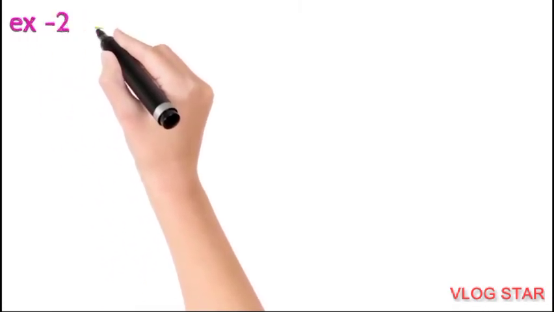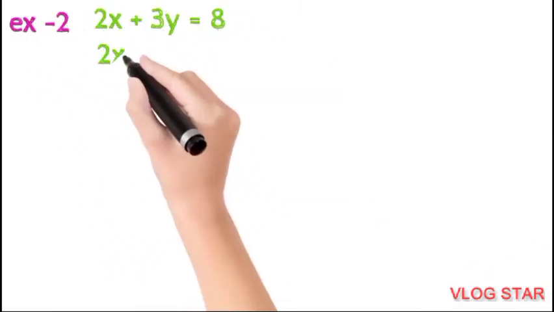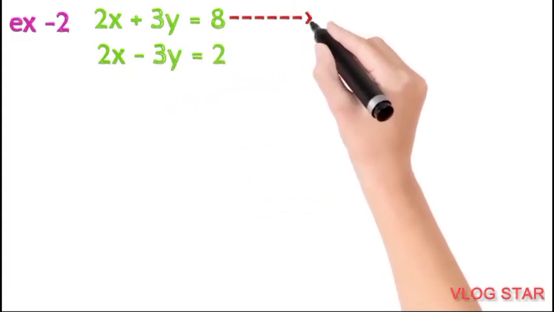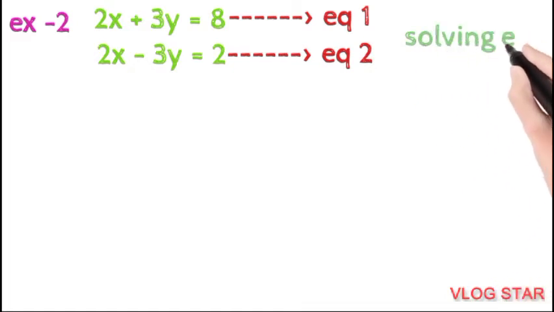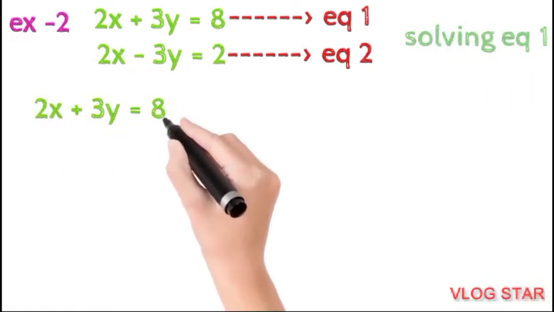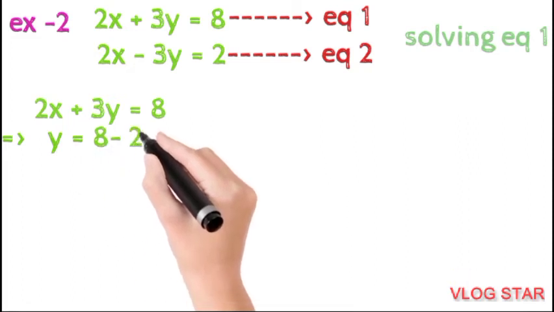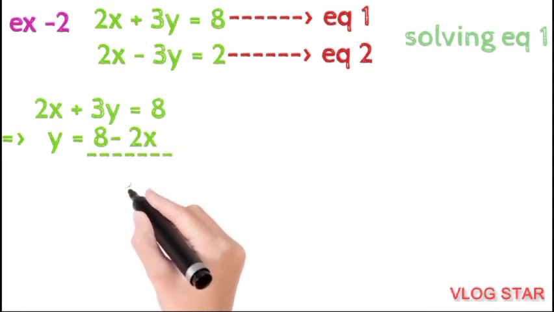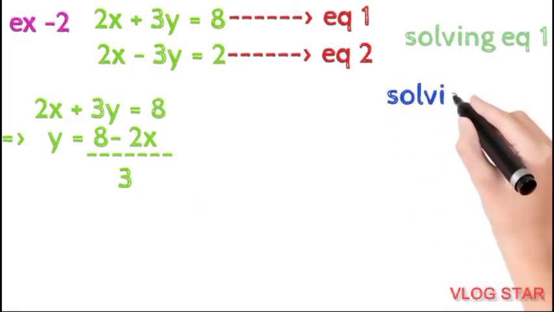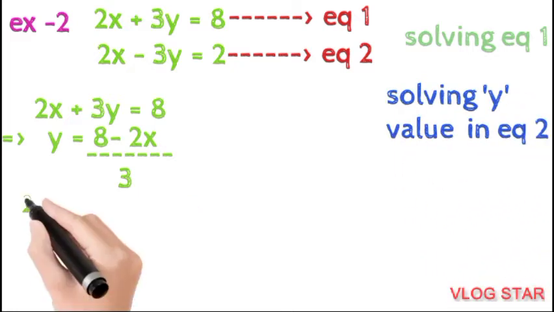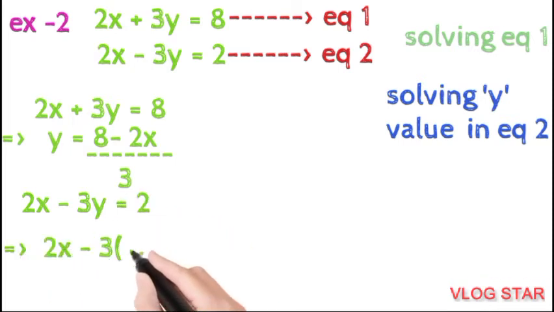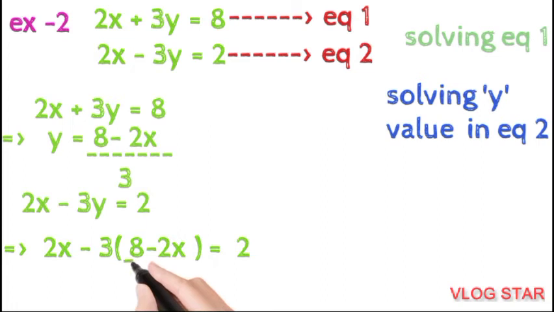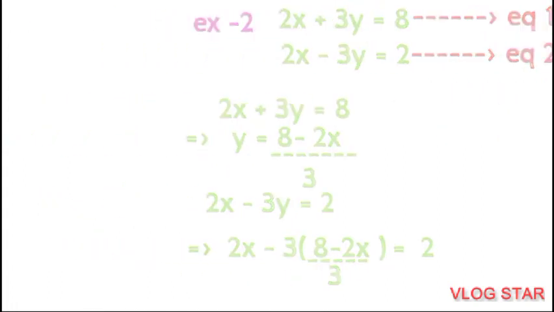Example 2. 2x plus 3y equal to 8. 2x minus 3y equal to 2. Equation 1 and equation 2. Solving equation 1, 2x plus 3y equal to 8, that implies y equal to (8 minus 2x) by 3. Substituting the y value in equation 2, 2x minus 3y equal to 2. That implies 2x minus 3 into (8 minus 2x) by 3 equal to 2.